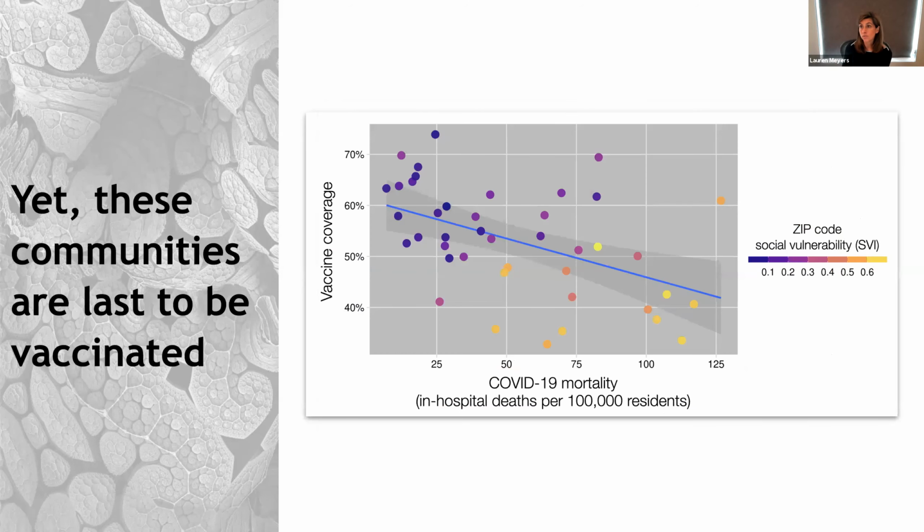Moreover, these communities, which have been hit hardest by COVID throughout the pandemic, also have been the last to get vaccinated. And so what you see in this graph is in-hospital mortality along the x-axis, and vaccine coverage to date, this is the fraction of individuals that have received at least one dose, along the y-axis. Each dot represents one of those zip codes that you saw in the previous maps. And the color indicates that social vulnerability. So the more yellow dots represent our most vulnerable zip codes. And you can see that those vulnerable zip codes have sustained the most deaths and have gotten the fewest vaccines.